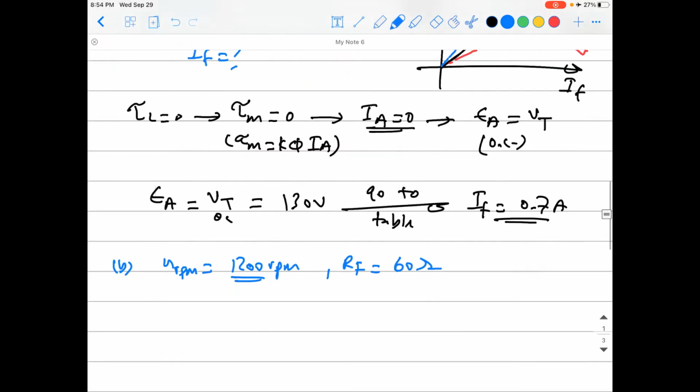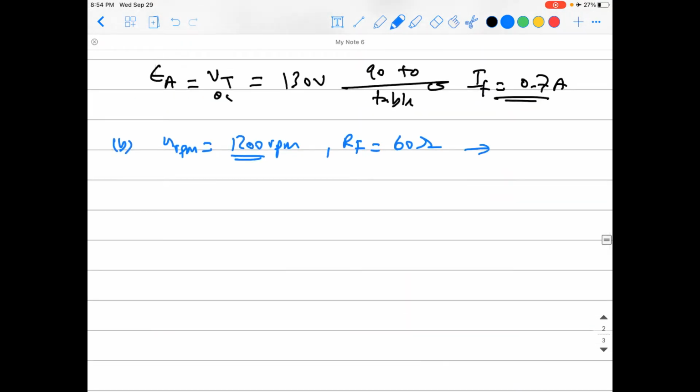By the way, when he's saying armature voltage, that means he wants you to find EA, the induced voltage, not the terminal voltage. Okay? If he wants you to find the terminal voltage, he will say find me the armature terminal voltage, not the armature voltage. The armature voltage alone means the armature induced voltage. Okay, guys? So we need to find EA.